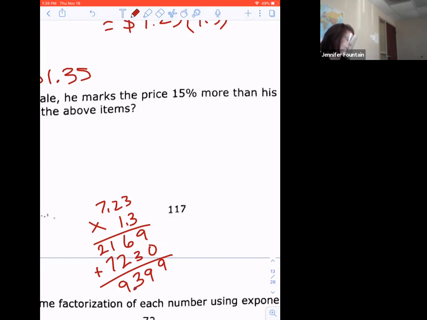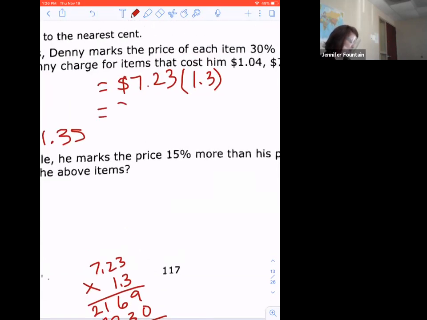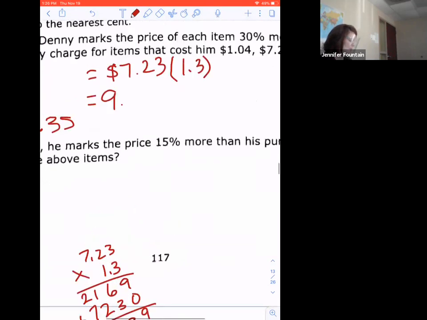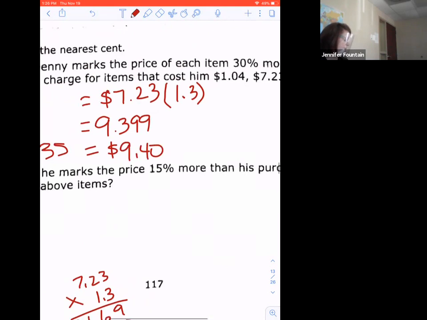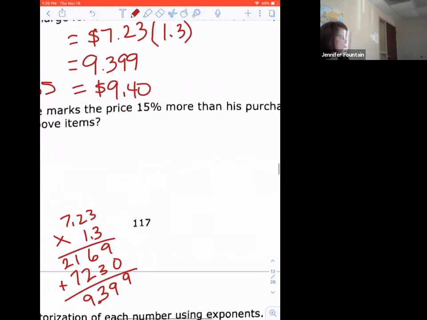All right, so I have 9.399. So what am I going to round to? $9.40. Good. Round to the nearest cent. So because the neighbor number of 9 is a 9, that rounds up to 10, which makes the 3 round up to a 4.